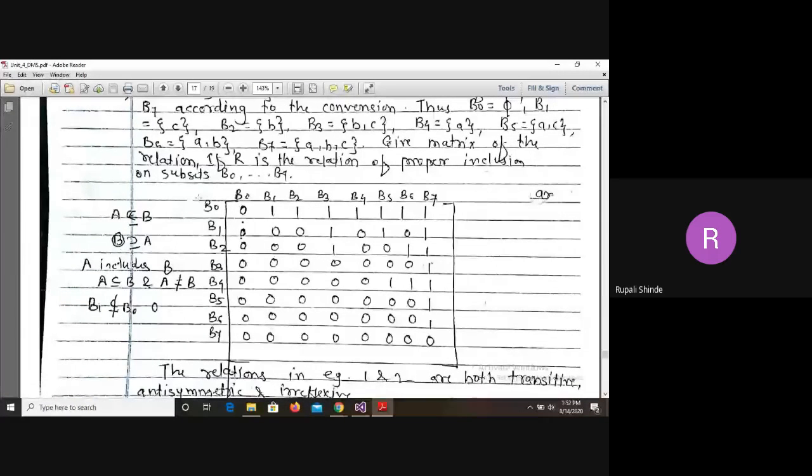Now B0 consists of element 5, and again B0 consists of element 5. So what is the definition of proper inclusion? B0 should be a subset of B0, but B0 should not be equal to B0. But here, this second condition becomes false. That's why we can say that B0 is not a proper subset of B0. So we have to mark here 0.